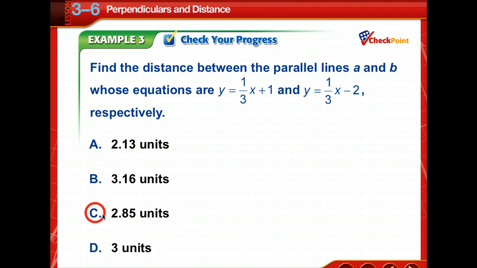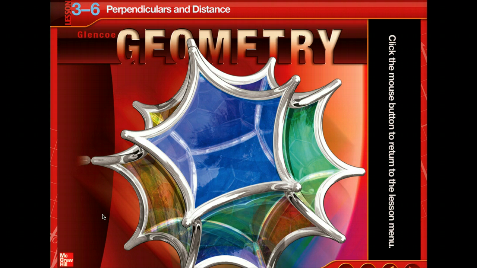Did you get 2.85? You had to do a little rounding. I got 2.84604 when I did my rounding, 2.85. Excellent job, and you're ready to begin the assignment. Make sure you have your notes, a summation, and then a question for you to ask me tomorrow.